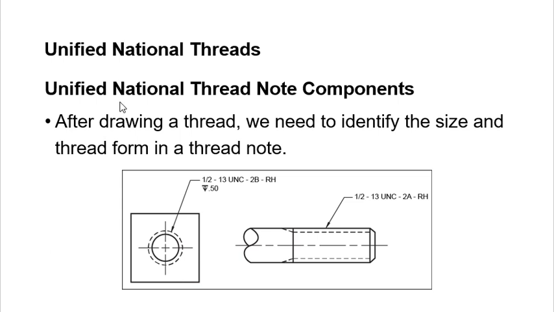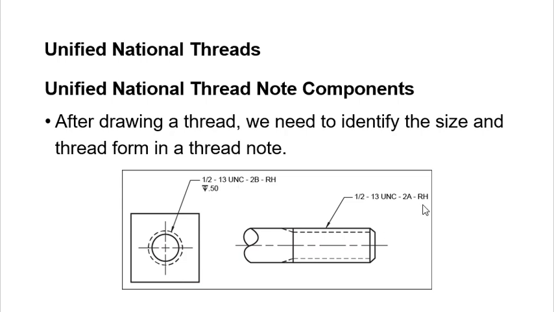All right, then we'll get into Unified. That's the thread form, the very first one, and of course, in drawing, we've got to write the notes. Yeah, a thread note to define the thread that you're drawing. So what are we showing in a thread note? We're talking about the size and then the form of that thread. It's kind of like giving the information to the machine people on the shop floor, so they can manufacture it.